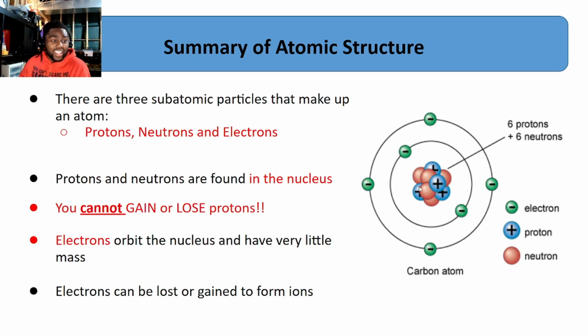However, you can gain or lose neutrons, which we did not talk about, and that's what happens when we create an isotope. So an example would be carbon 12 versus carbon 13 versus carbon 14. Electrons orbit the nucleus and have very little mass, so we typically say the mass of the electrons is negligible, and electrons can be lost or gained to form ions.